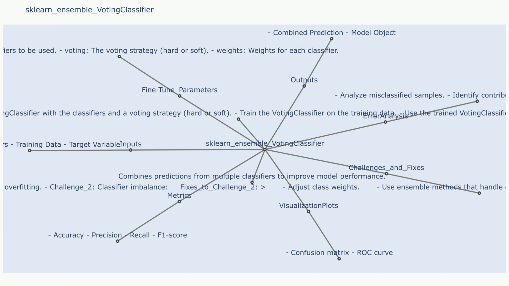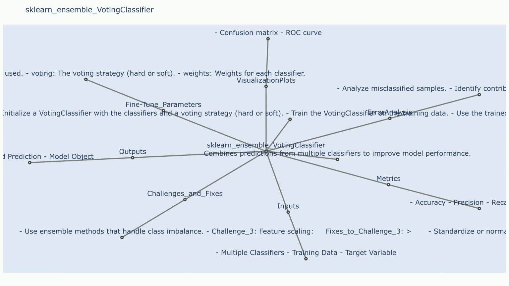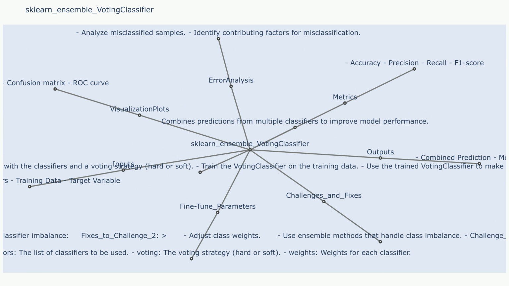Inputs. Estimators: a list of tuples of estimator name, estimator instance. The estimator name is a string used to identify the estimator in the ensemble, and the estimator instance is a fitted scikit-learn estimator object. Voting: a string, either hard or soft, specifying the voting strategy. Hard voting uses the predicted class labels from each estimator, while soft voting uses the predicted probabilities of each class from each estimator.